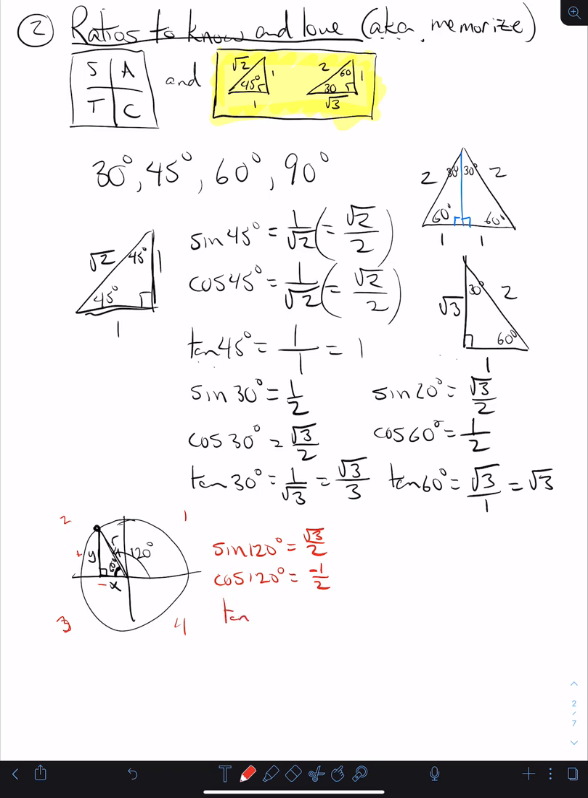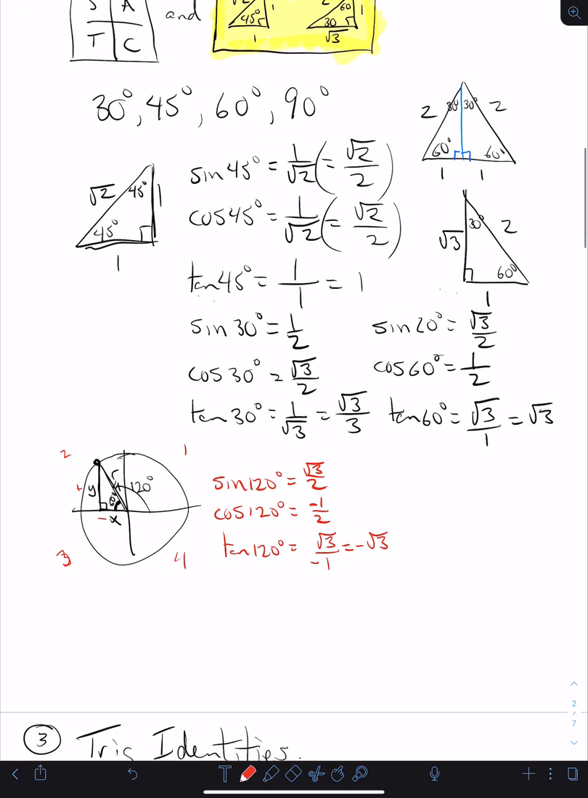And then tangent of 120 degrees is going to be y over x, so opposite over adjacent. So that will be root 3 over 1, except your 1 is negative. So this becomes negative root 3. So sometimes what turns out is the ratios stay the same, but sometimes they're positive and negative.